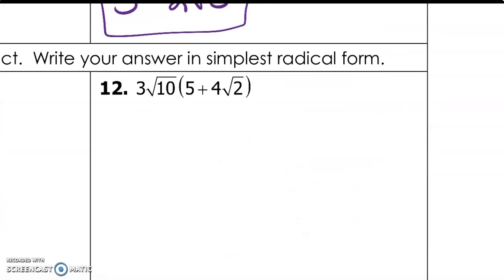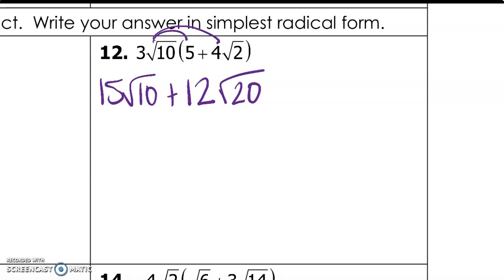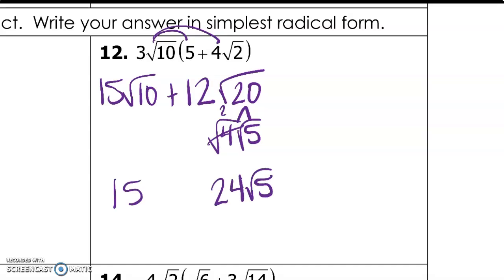Now I'll go back up and do number 12. Number 12, the 3 and 5 go together, so 15 square root of 10 plus 3 times 4 gives me 12 on the outside. 2 times 10 gives me 20 on the inside. 10 does not have a perfect square in it, but 20 does. So 4 times 5, square root, that becomes a 2. 2 times 12 gives us 24 square root of 5. Bring down the 15 square root of 10, and then plus.